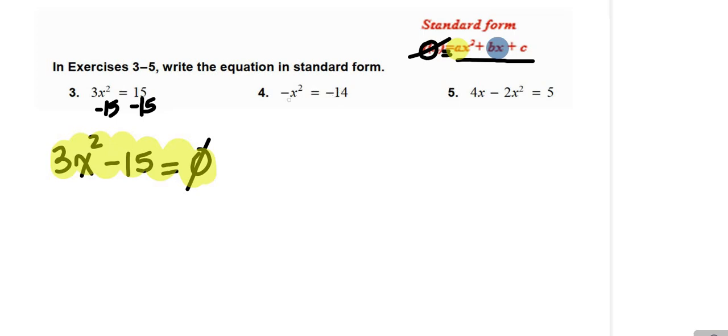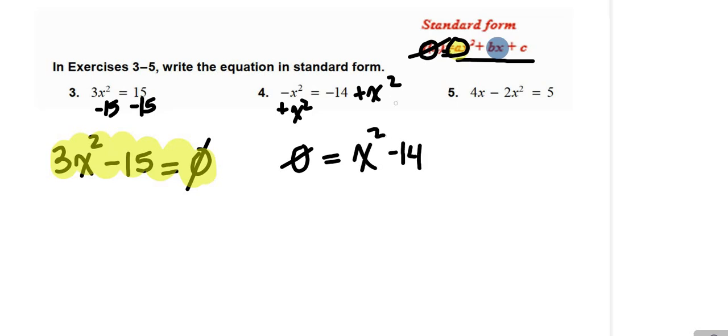Over here, you generally want that a to be positive, so I'm going to add x squared to both sides. This becomes 0 equals, you put the x squared first, x squared minus 14, and you're done. That would be considered standard form. Again, there's no bx in this particular case, which is fine.